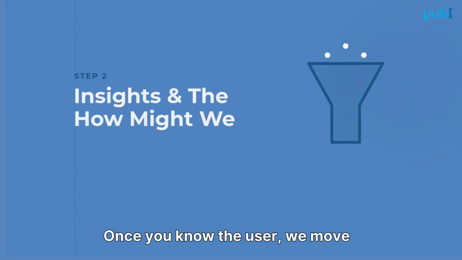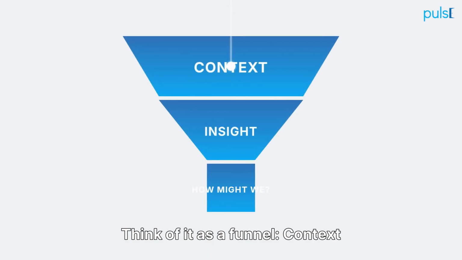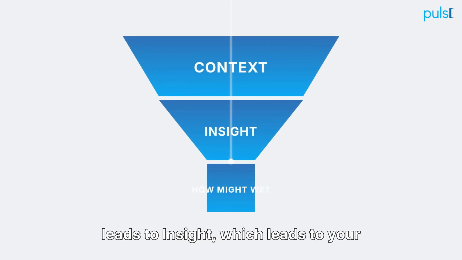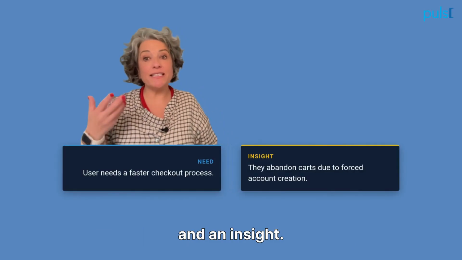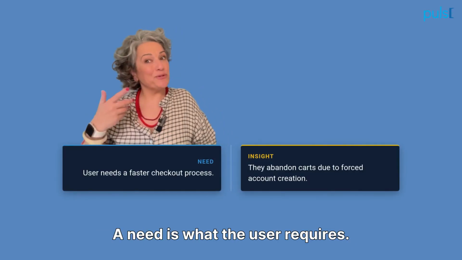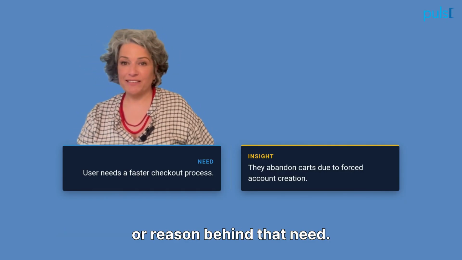Once you know the user, we move to activity A2, defining the insight and the driving question. Think of it as a funnel. Context leads to insight, which leads to your HMW question. There is a difference between a need and an insight. A need is what the user requires. An insight explains the why, the deeper pattern or reason behind that need.